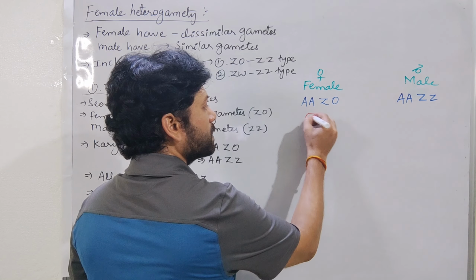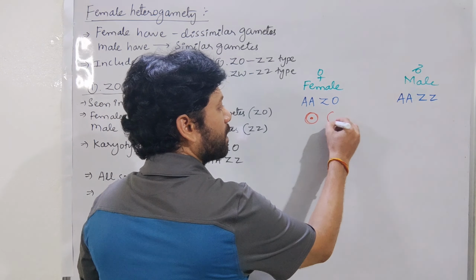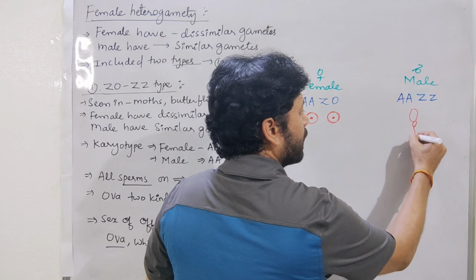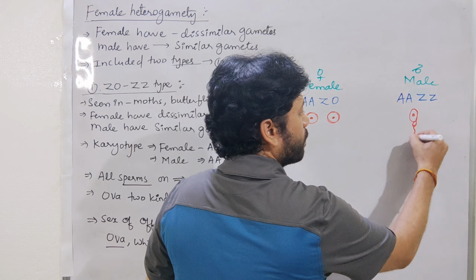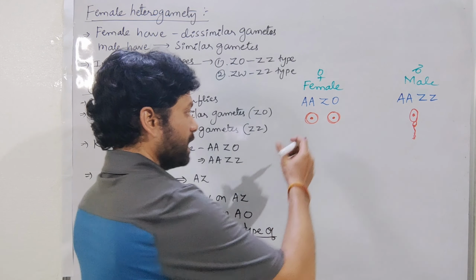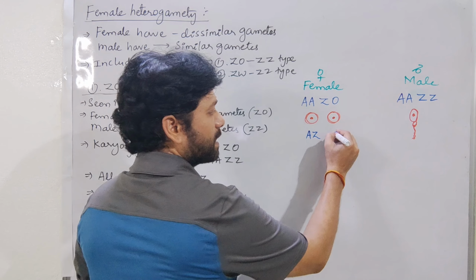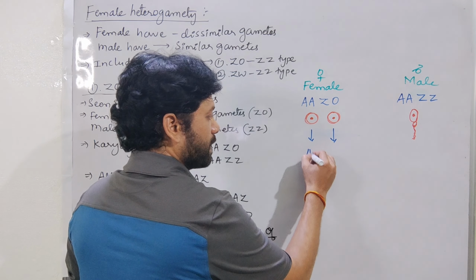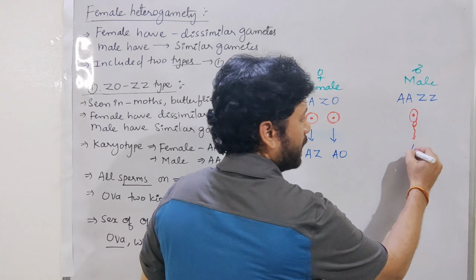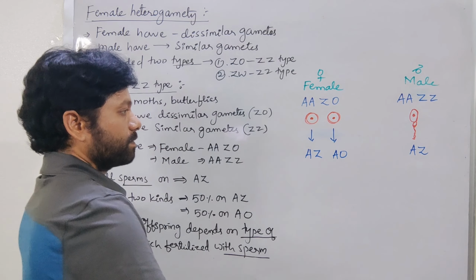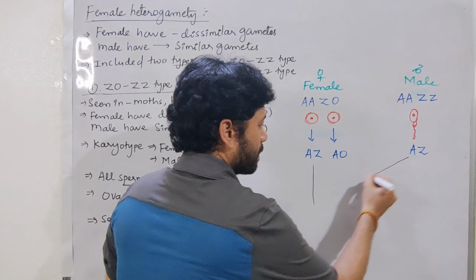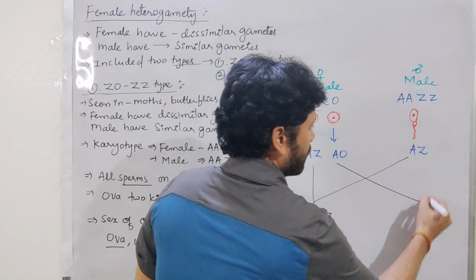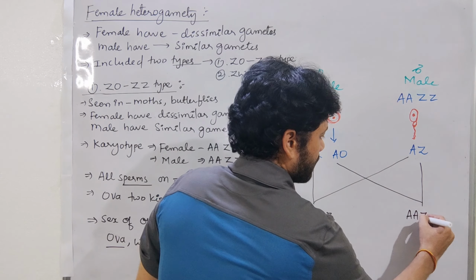What are the possible gametes here? Two types of ova are produced, and only one type of sperm is produced. Here AZ and AO, and here only AZ. Now cross them: AZZ, and here AZO.